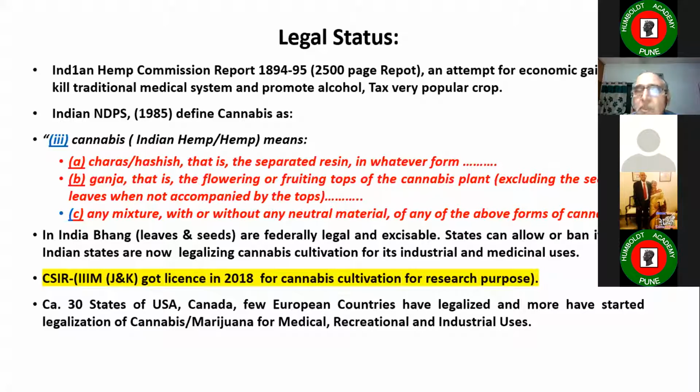However, in the cannabis definition, the leaves and seeds are excluded. And leaves and seeds are traditionally called bhang or bhanga, and many other colloquial terms, like bantai also. And that is where it is not banned. In the federal law of the country, only the charas and ganja are criminalized. They are criminal. You can have, and then there are so many articles on how much you can have, but bhang federally is not banned.